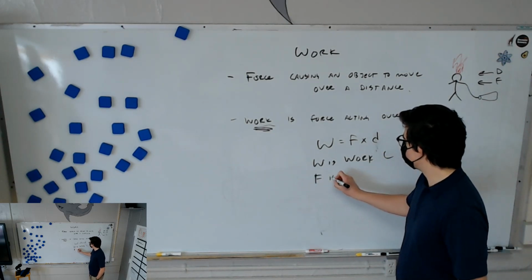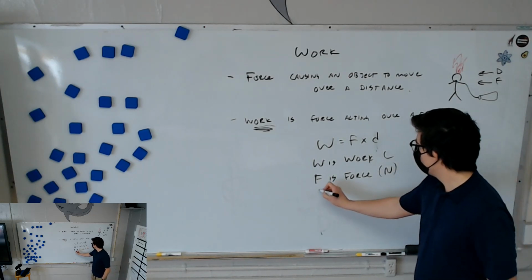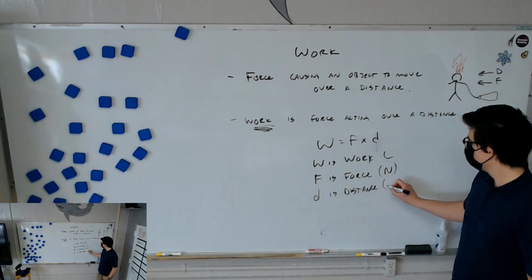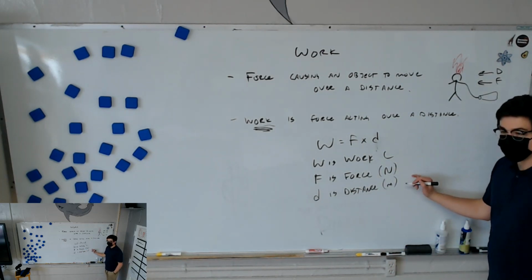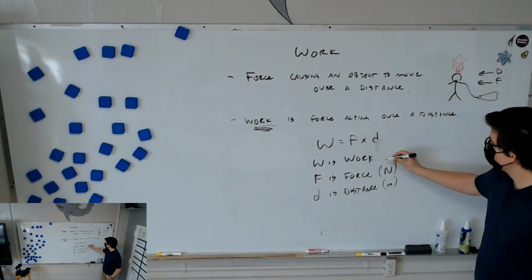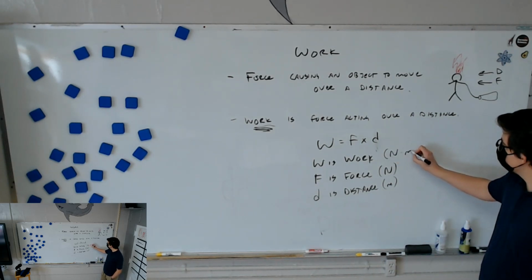F is measured in newtons. And d is distance. What do we always measure distance in the SI? Well, right now we measure in meters. So, just by this, what's our unit for work going to be? Mathematically. Newton times meter.